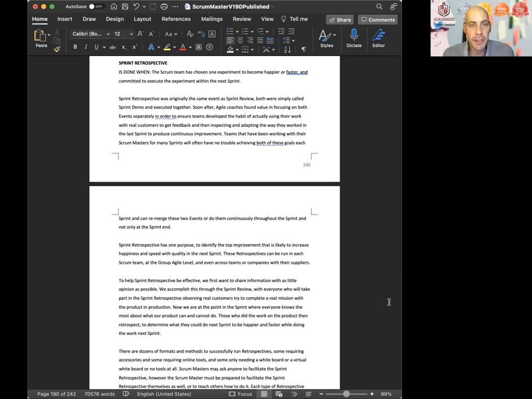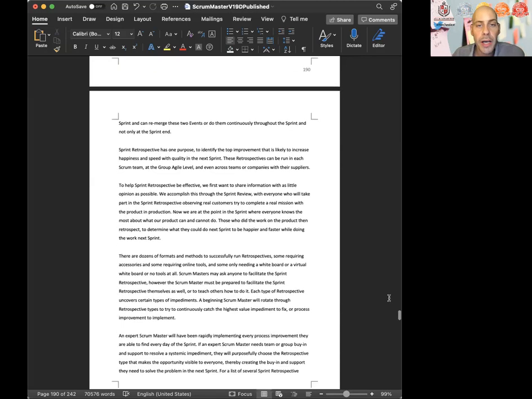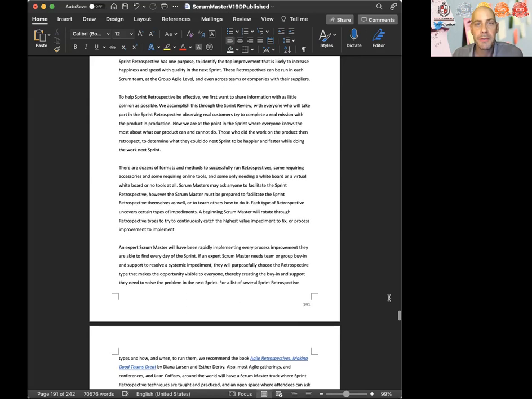Teams that have been working with their Scrum Masters for many sprints will often have no trouble achieving both these goals each sprint, and can re-merge these two events or do them continuously throughout the sprint and not only at the sprint end. Sprint retrospective has one purpose: to identify the top improvement that is likely to increase happiness and speed with quality in the next sprint.